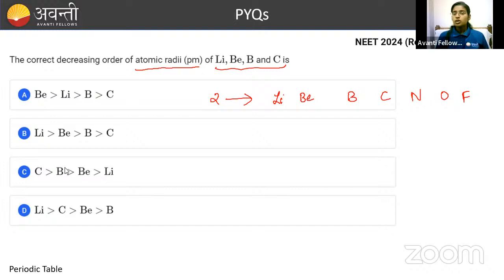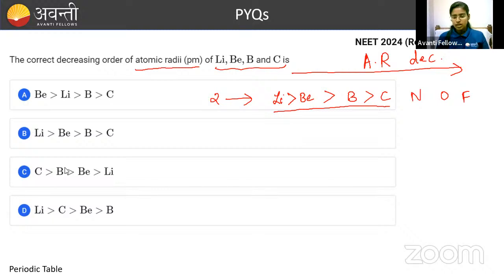If you look into the atomic radius across the period, the atomic radius decreases. So this is the trend for atomic radius across the period. Yes, option B is the correct answer. So across the period, atomic radius decreases. Who will have the highest radius value? Lithium, then beryllium, then boron, carbon, etc. These four are given in option B. So that is the correct answer.